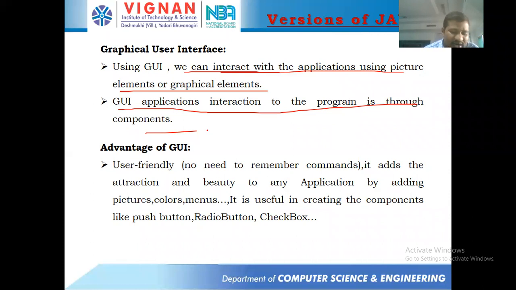What we mean by a component, and how to place components, we'll be discussing clearly. Remember that a graphical user interface contains graphical elements such as buttons, text fields, check boxes, and many more things. It is user friendly, with no need to remember any commands. It adds attraction and beauty to any application by adding pictures, colors, and menus. It is useful for creating components like push buttons, radio buttons, and check boxes.